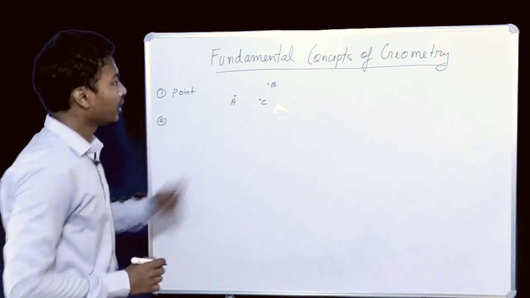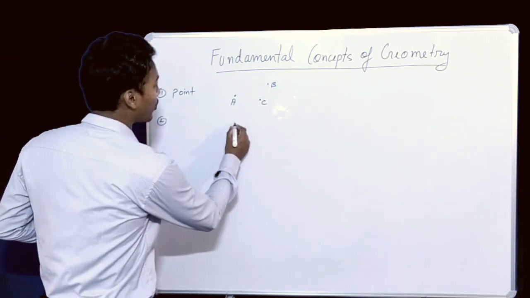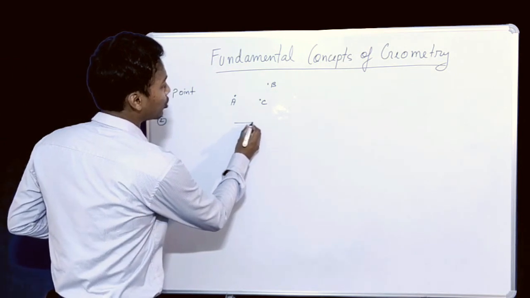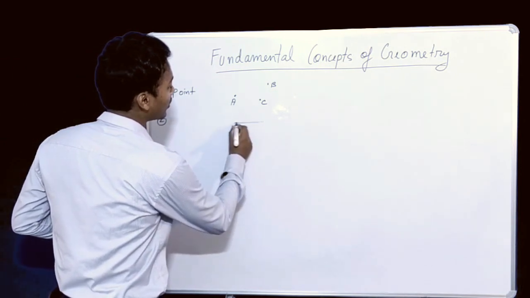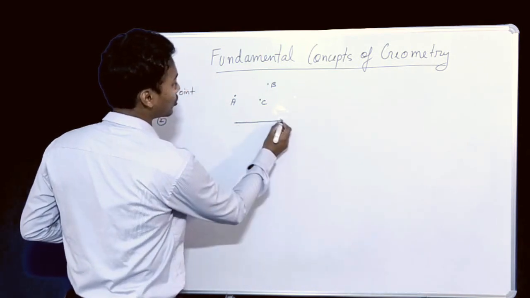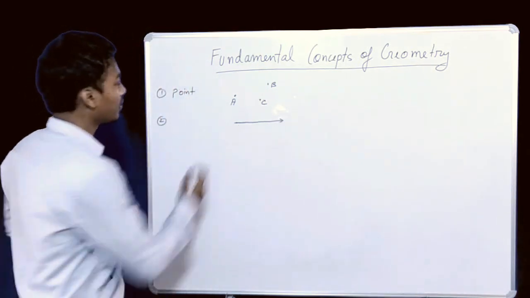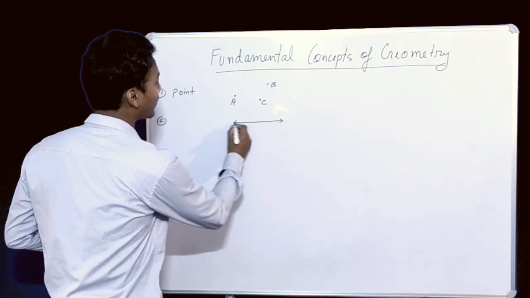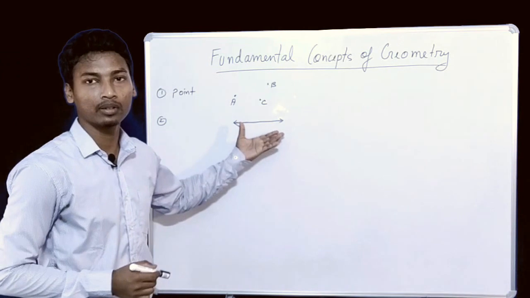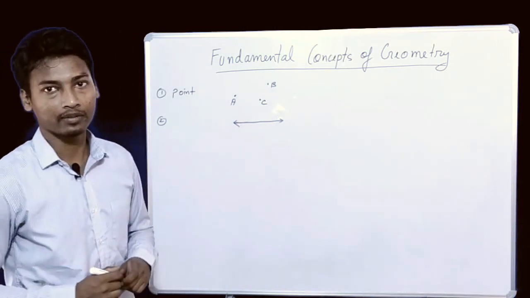Next, if we try to plot these points together consecutively, you will find they will extend in both directions. So we represent this by putting arrows on both sides, and this collection of points together is called a line.